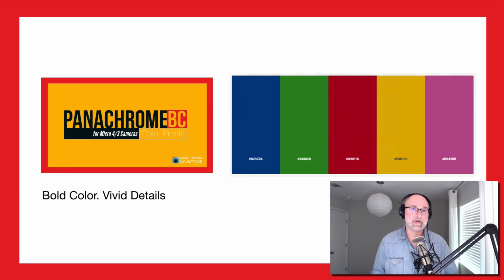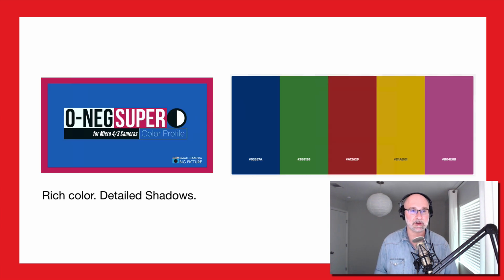Pannachrome BC is for bold color, vivid colors. It's a little bit warm, as you can tell from the logo. It's warm, it's rich. It brings a lot of pop to your colors. It's great for portraits. Anywhere you want to give that more old school Kodak, I don't want to say Kodachrome, but Kodachrome inspired type warm tones, Pannachrome is a great place to start.